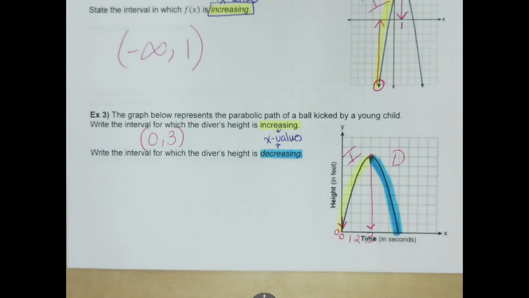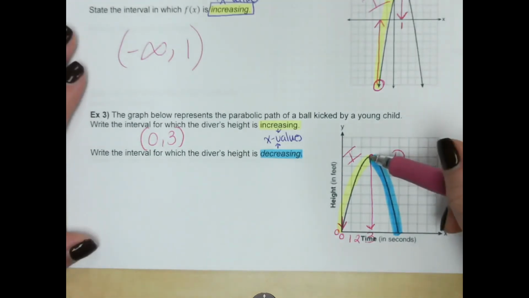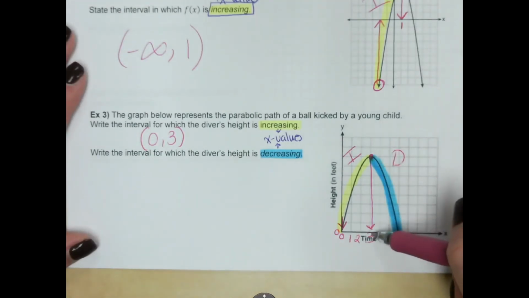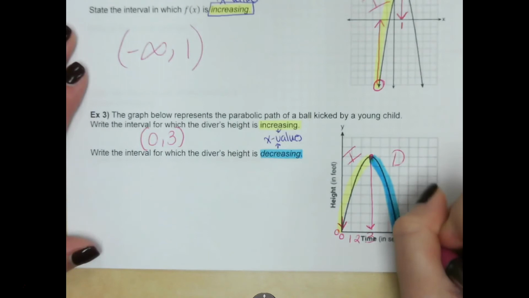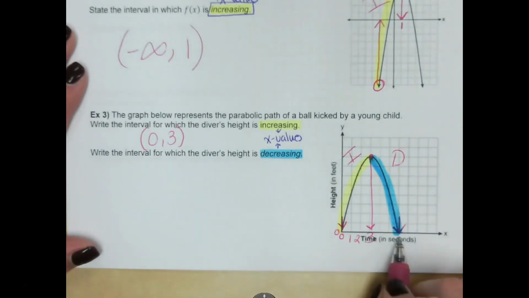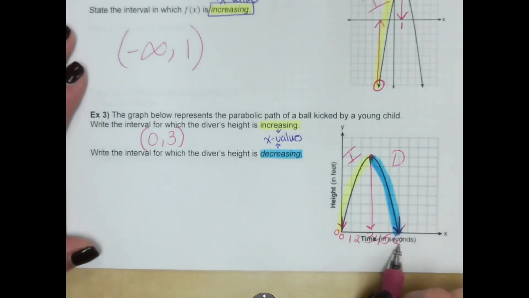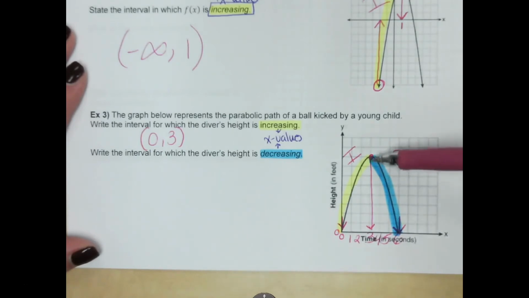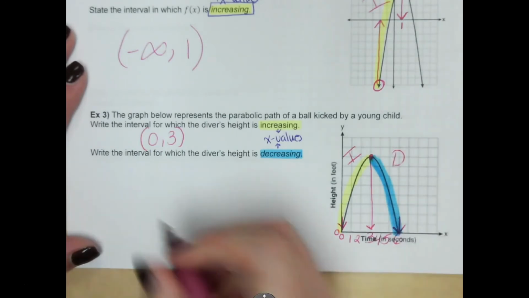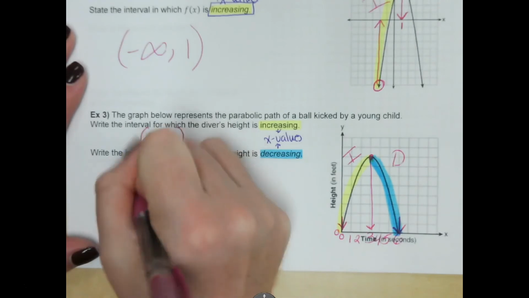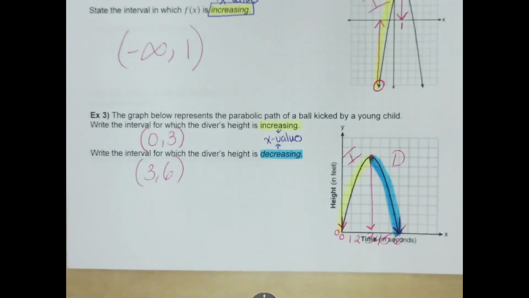Again, I want to look at that blue highlighted section of my parabola. So I can see here that I'm starting to decrease at the x value 3. And I go all the way down to this x value over here. Again, I don't know what it is, so I have to fill in the rest of my scale. So this is 3, 4, 5, and 6. Okay? So it looks like I am decreasing from 3 to 6. So I'm going to write that down. And again, I always use parentheses to represent that.